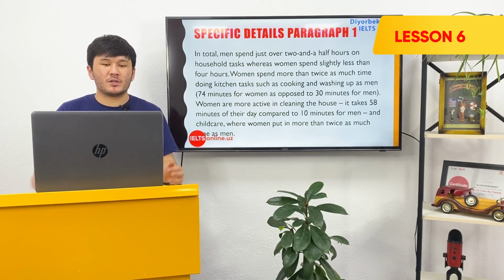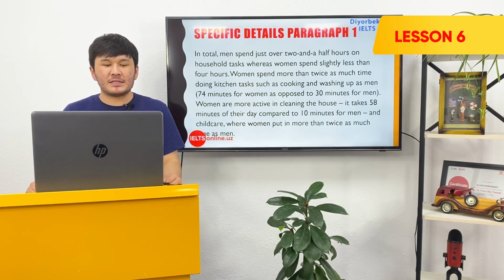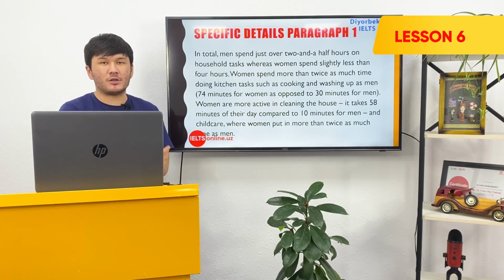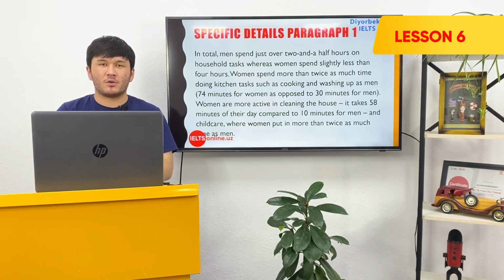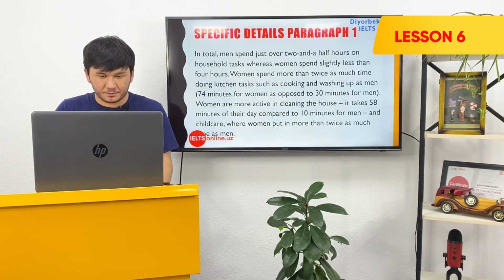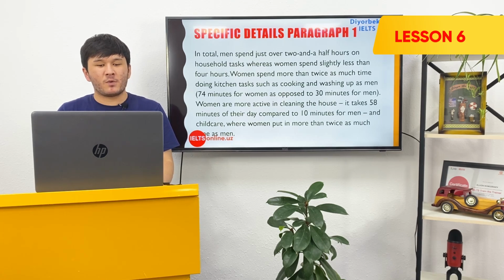Now we move on to describe another activity. Women are more active in cleaning the house. It takes 58 minutes of their day compared to, now, because in the previous sentence we used as opposed to, now we are using compared to, 10 minutes for men. So you could have added these by using just brackets as well. And child care, where women put in more than twice as much time as men.